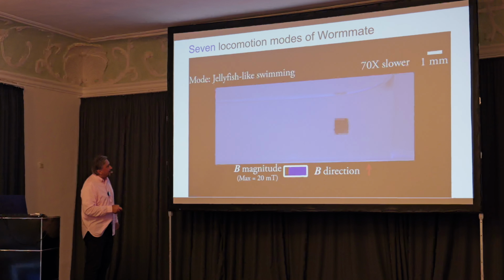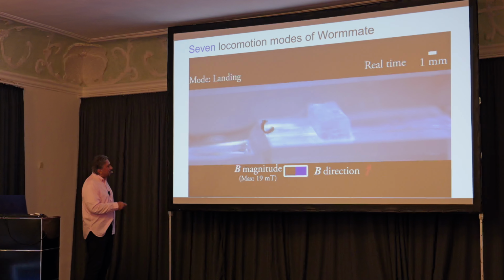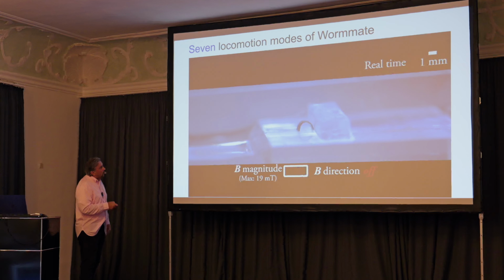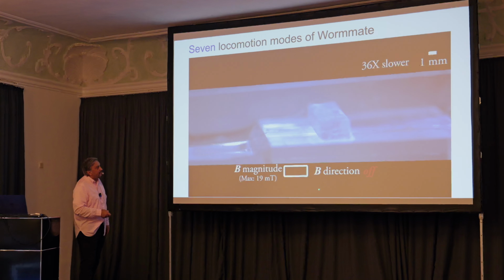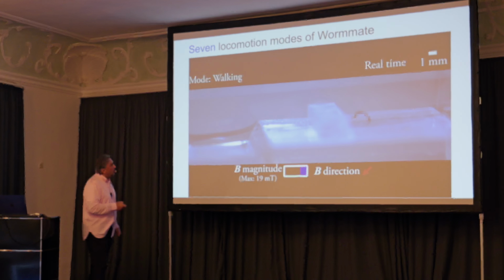With the time series, you can undulate like a jellyfish and swim inside the water. You can climb the water meniscus like a water beetle larvae by just shape deformation. You can climb by the capillary force. You can walk like a worm, again, with the only thing changing here being the field waveform and amplitude. You can jump with elastic energy storage, and you can still walk.